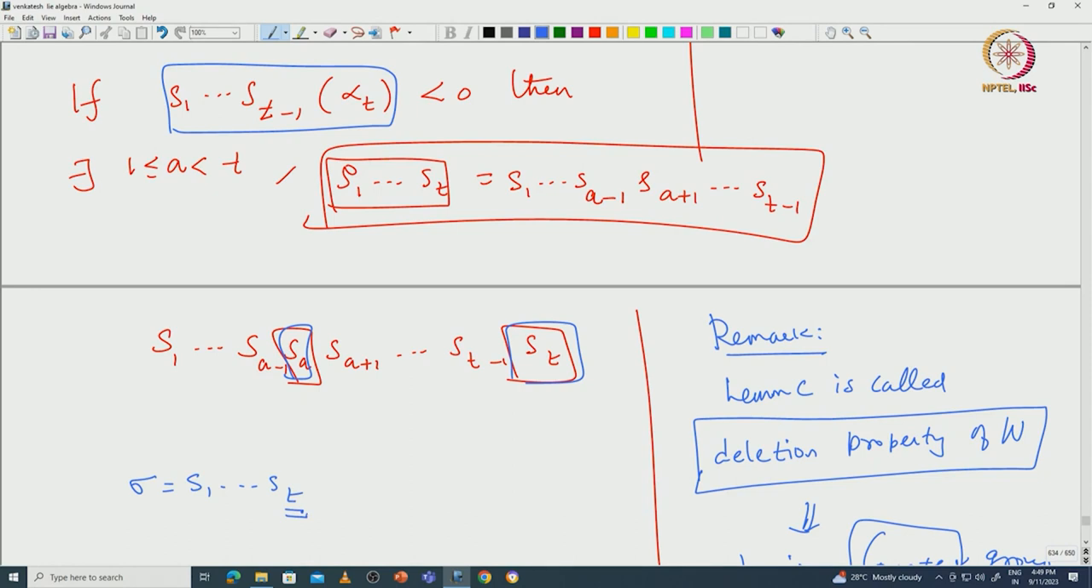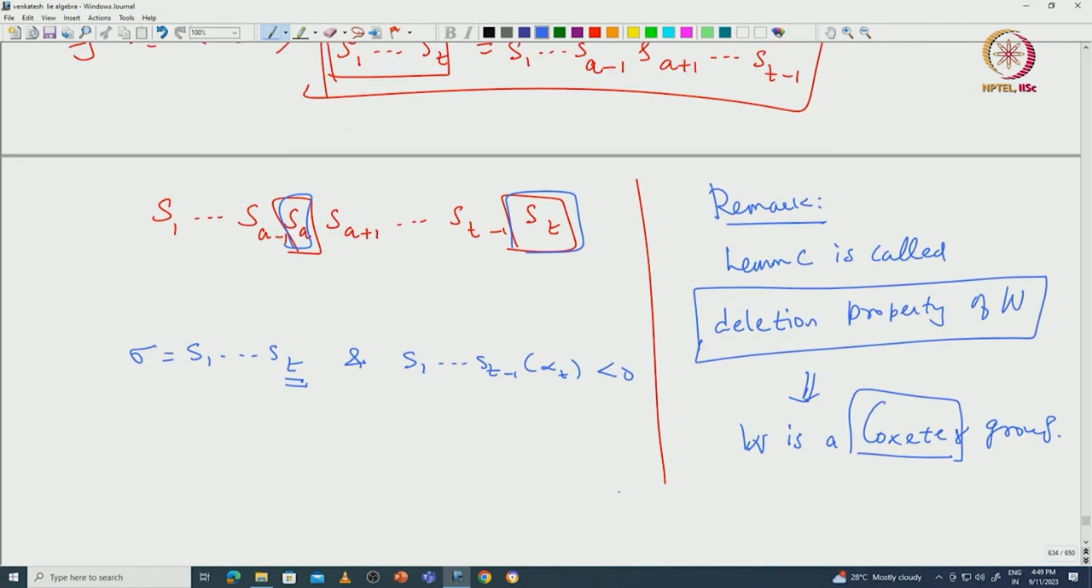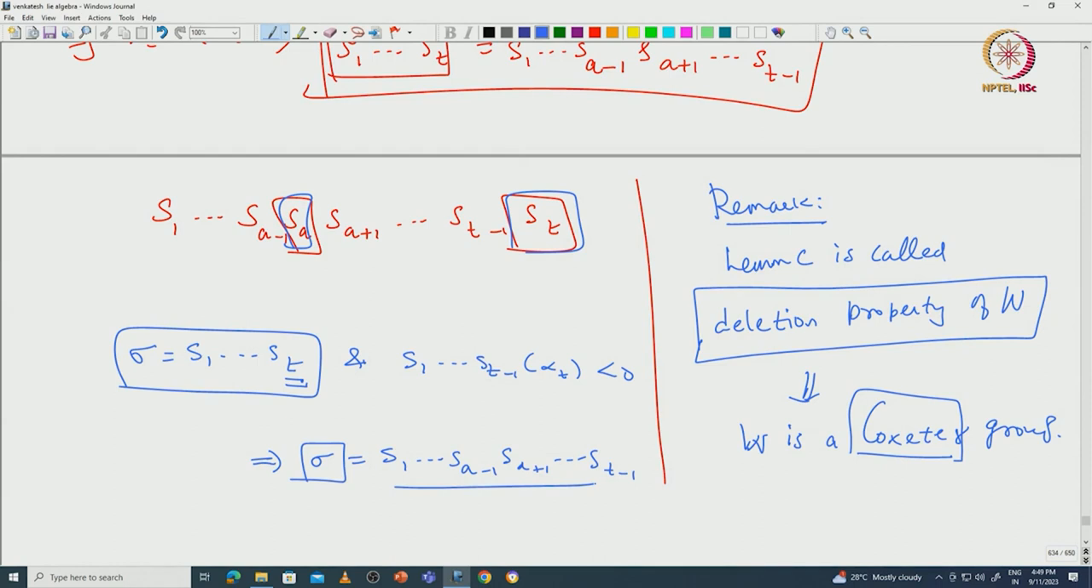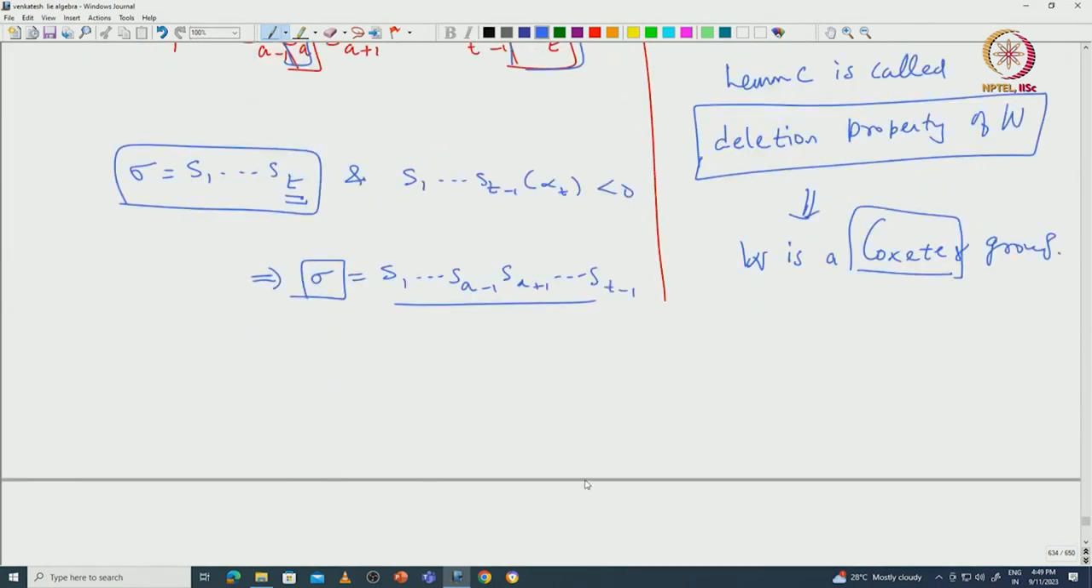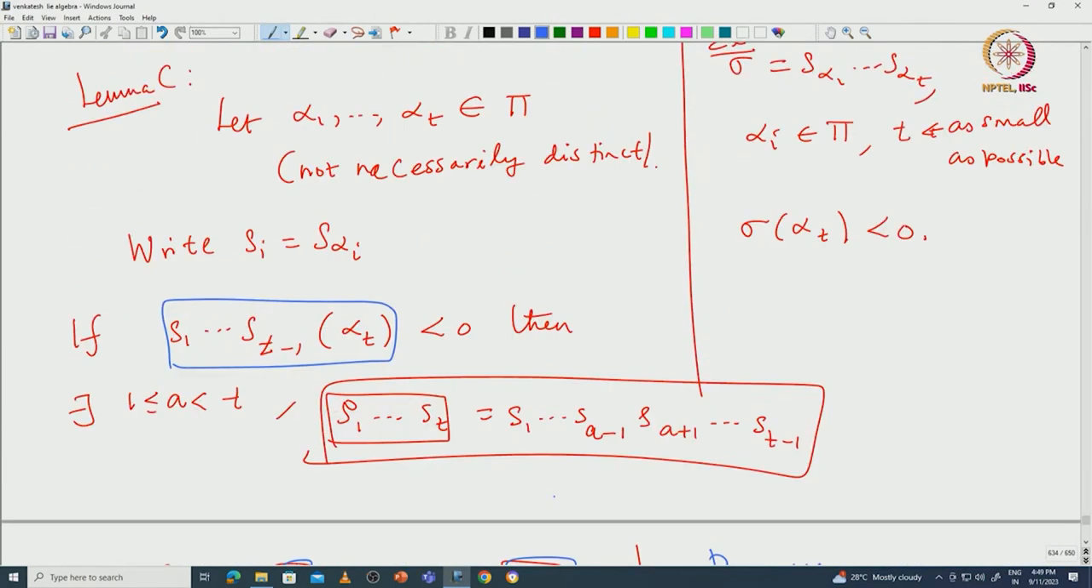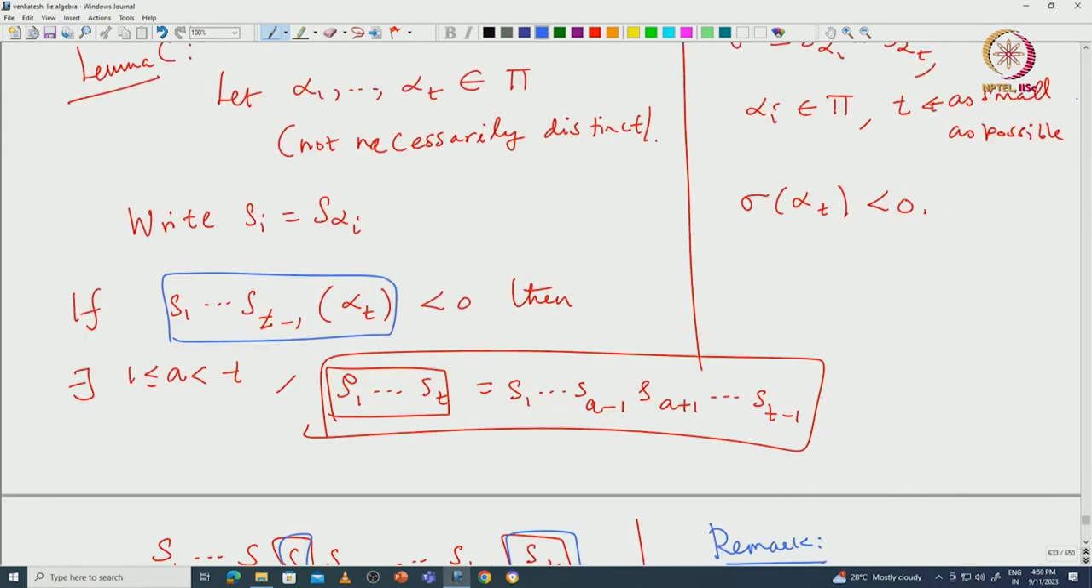So, if sigma equals s_1 etcetera s_t and s_1 etcetera s_{t-1} of alpha_t is negative, then that implies that sigma can be written as the product s_1 etcetera s_{a-1} s_{a+1} etcetera s_{t-1}. You can see that if you define the length to be the minimal t such that sigma equals s_1 etcetera s_t, then the length of this sigma actually goes down by 2. We will talk about length later, let us not worry about it now. So, let us prove this lemma C, and then as an application we will also get this exercise.